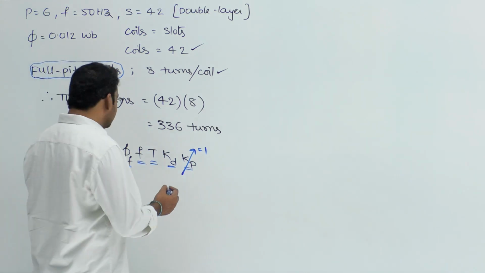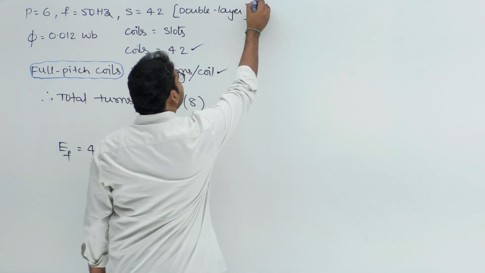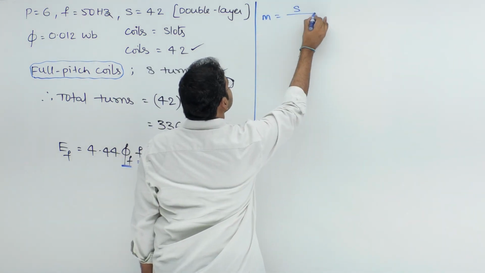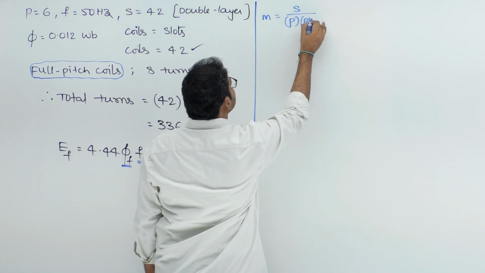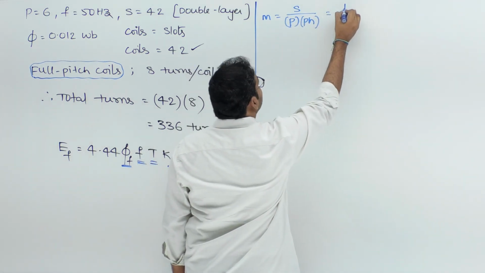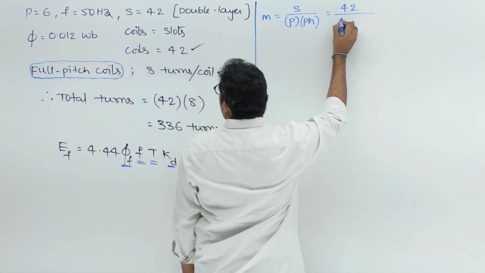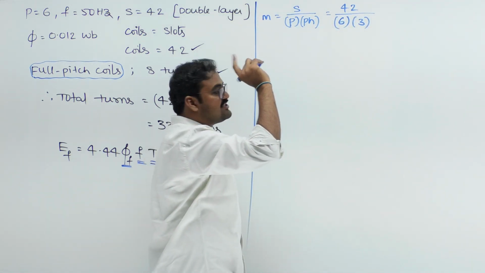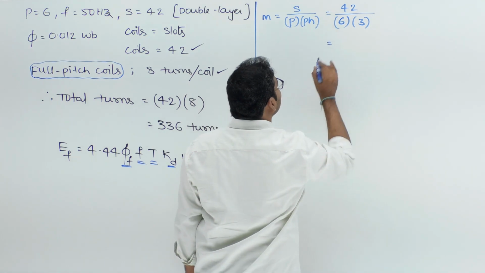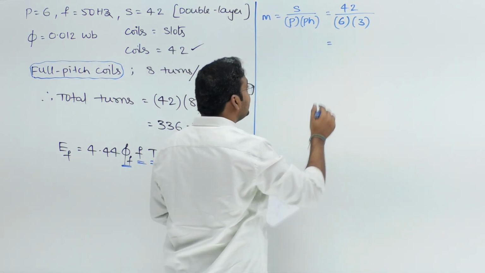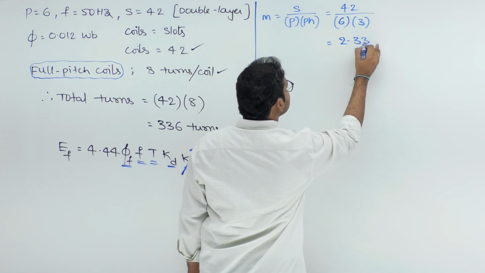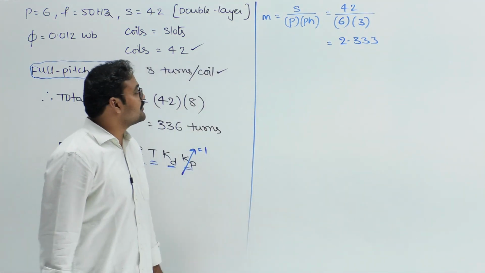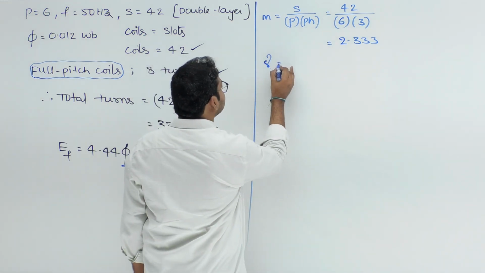To calculate distribution factor, what are the values we need? M and gamma are required. First calculate M, slots per pole per phase. Overall 42 slots, 6 poles, 3 phases. First I am doing it for 3 phases. The M value will be 2.33. That means it is a fractional slot winding. And what is gamma?